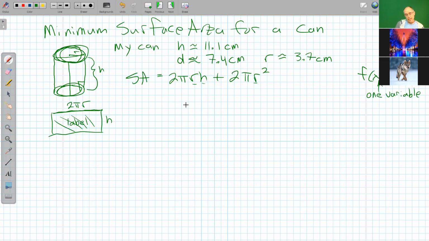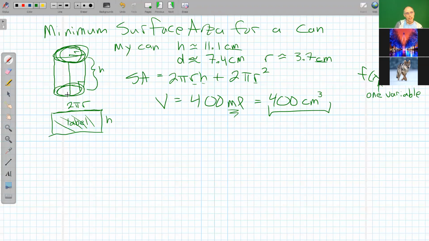And the catch here is that I know what I want the volume to be. I want the volume to be 400 milliliters. And milliliters is a beautiful measurement because 1 milliliter is a cubic centimeter. So that means I actually have something related to the height and the radius, 400 centimeters cubed. Okay, so that is important there.